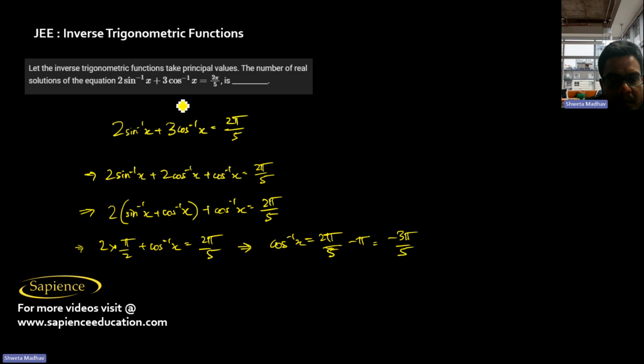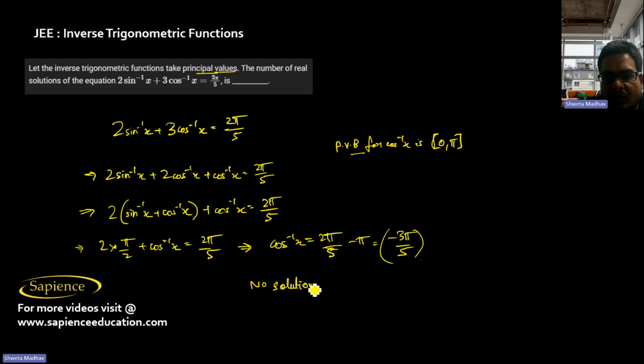And here it is told that all the inverse trigonometric functions should take principal values only. So we know that the principal value branch for the cos inverse x function is 0 to pi. But here cos inverse x is coming as minus 3 pi by 5, which is not within the principal value branch. So here we will say that there are no real solutions. So the number of solutions will be 0. So 0 is the answer.